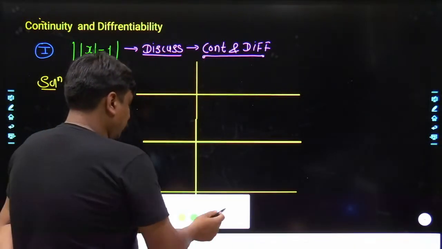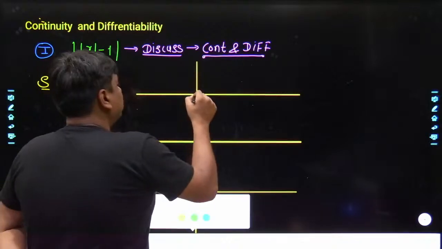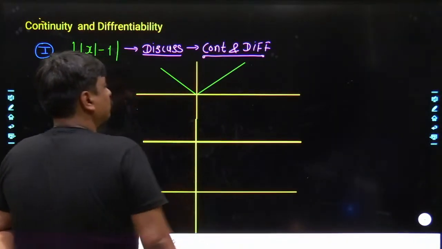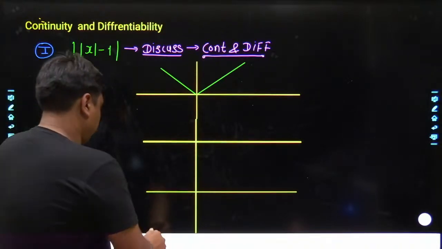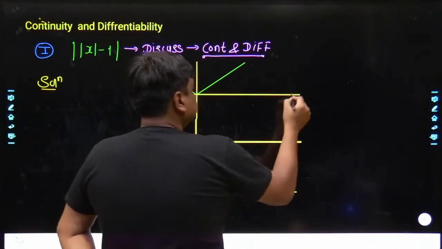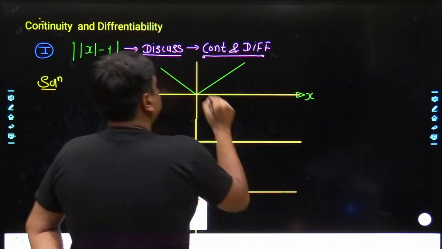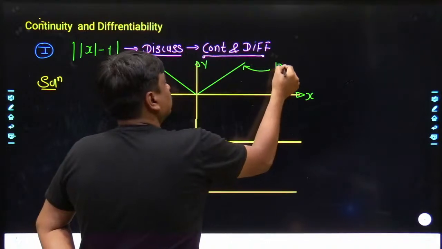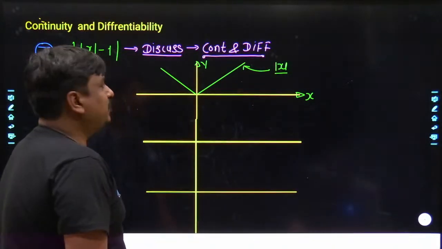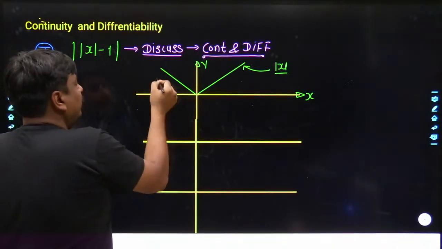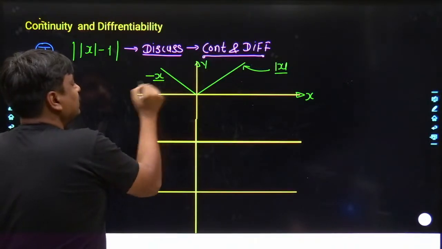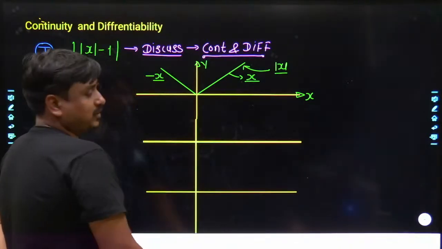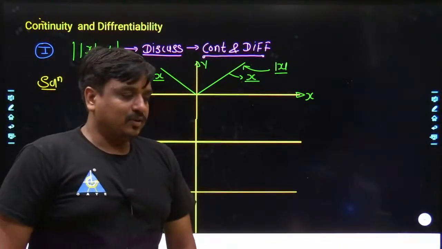May I know how the mod of x looks? The mod of x would be a V-shaped curve which would be symmetrical around the x equals 0 axis, or maybe the y axis. So here is the x axis, here is the y axis, and this curve is the curve for mod of x. And how is the mod of x defined? For the negative values of x, it is defined as minus of x, and similarly for the positive values of x, it is defined as plus of x. So up to this point, each and everything must be clear to all of us.